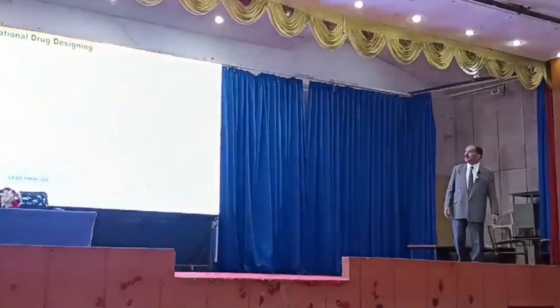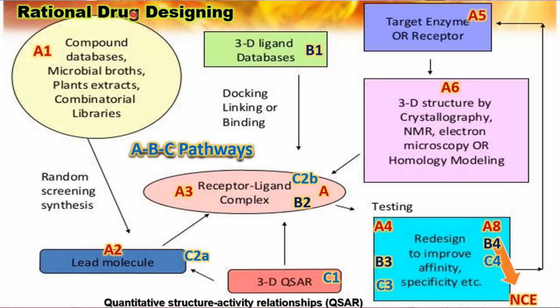How do you do rational drug designing? Number one, remember this summary: a compound database is there. Number two, a ligand database is there. Number three, you do the receptor-ligand complex. You see whether it is working or not. Next, number four, you design the drug, redesign the drug, improve the drug.